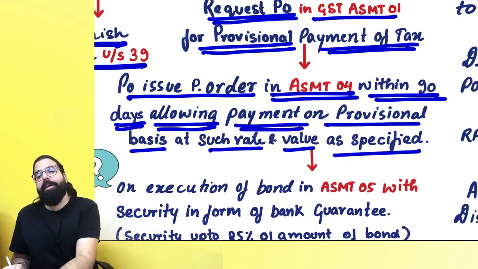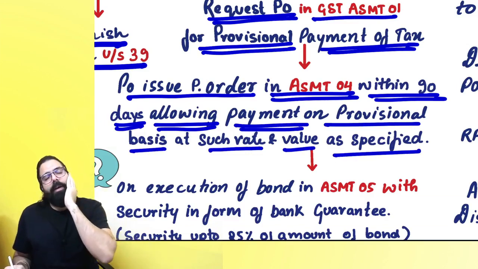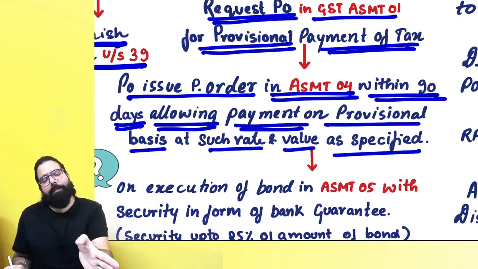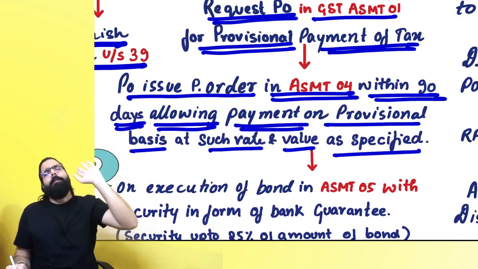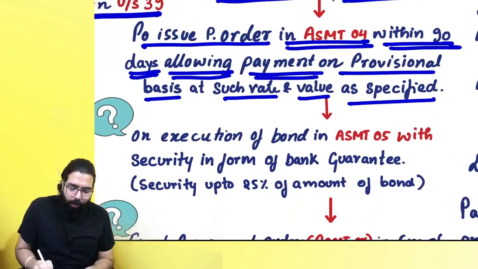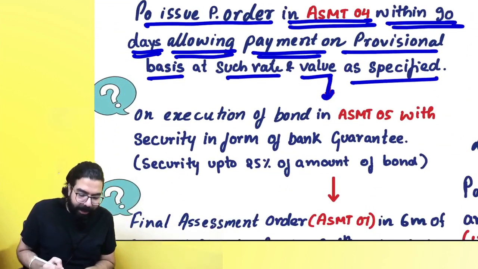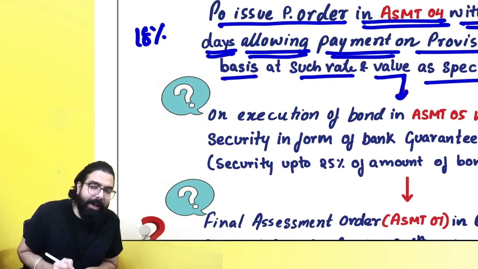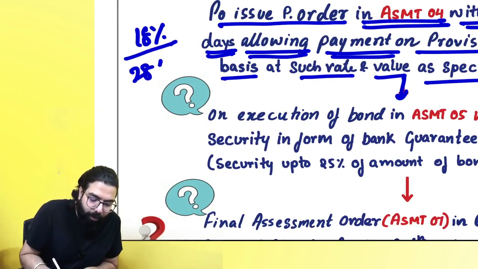He will tell you, this rate and this value can be applied and you can pay your GST. Now he will tell you, Ramesh, I have told you to pay the GST rate of 18%. What if later it comes out to be 28%?